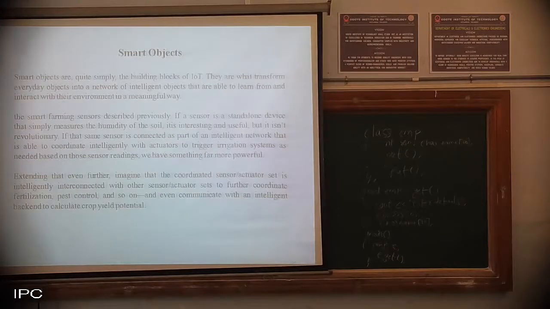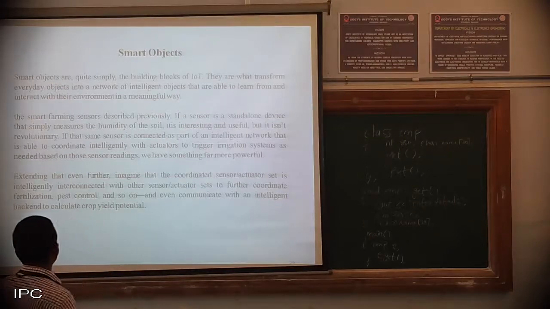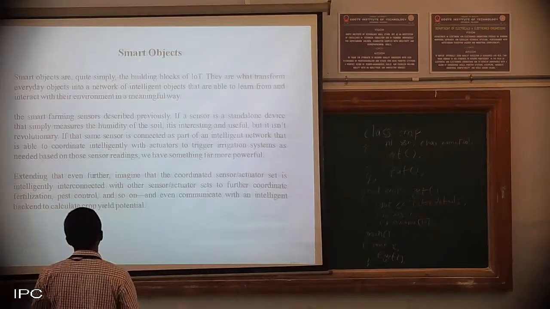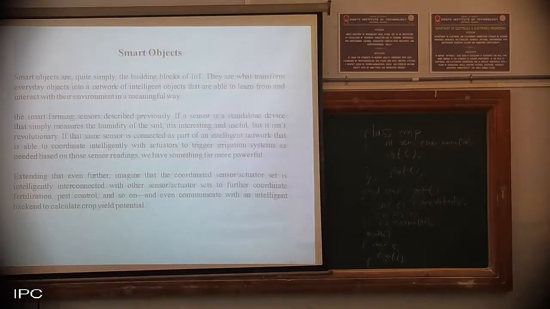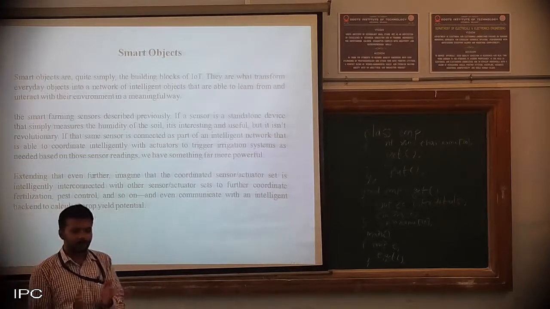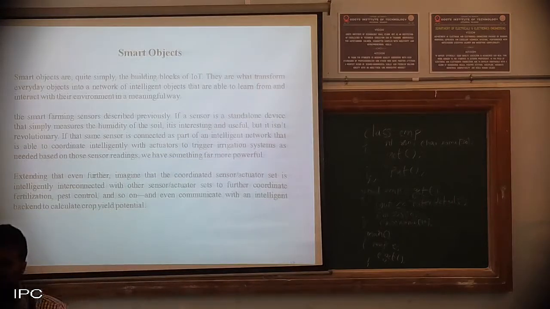And then, we should discuss smart objects. What can we call a smart object? Smart objects are quite simply the building blocks of IoT. Whatever the building blocks of IoT are, there we should use smart objects. Definitely it should be a smart sensor, smart actuator, smart gateway. All the components should be smart. So we can call them the building blocks of IoT.